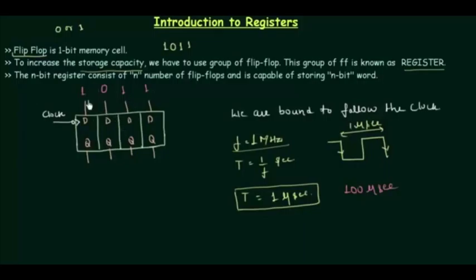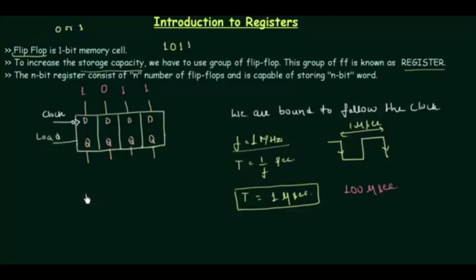Once we have stored this value, it will change and we don't have the same combination of bits. And for the next clock pulse, whatever be the value here is going to be stored again. So we are losing our data. For this we have to use some independent control, and this independent control we call as load.